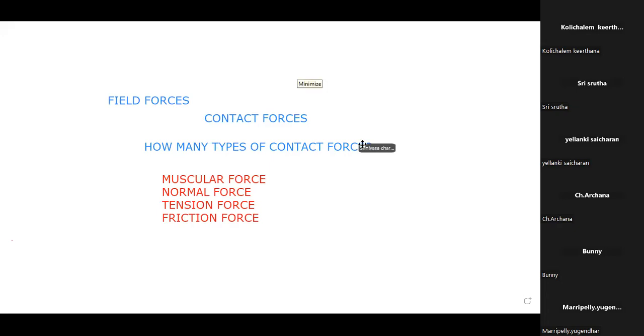Can anybody answer? Yes, you are giving examples. So many people are giving examples for friction. So friction is the resistance to the momentum. Okay, right, friction is the resistance to the momentum. Pushing a table is a friction.